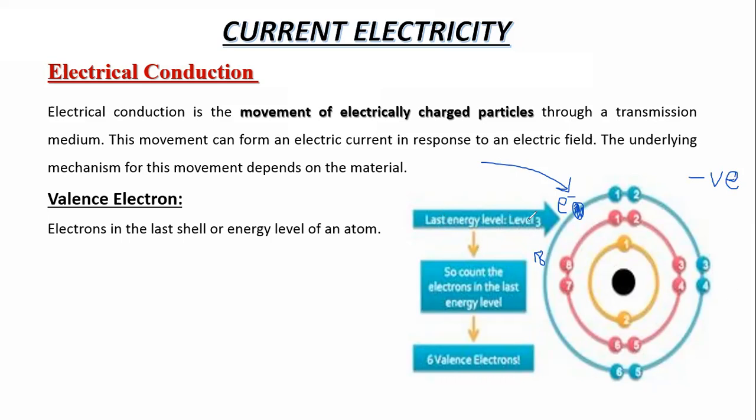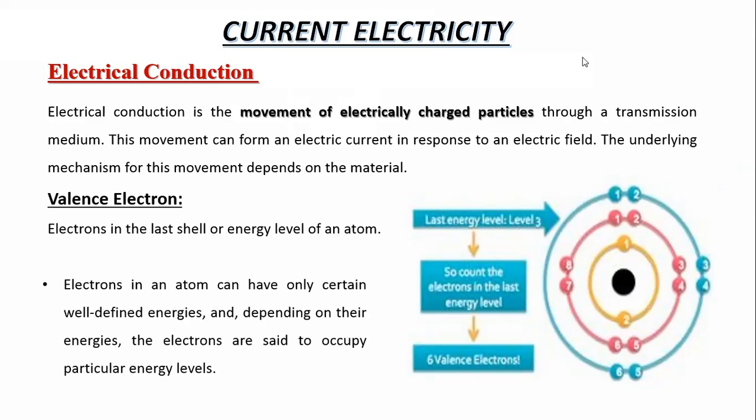So in the last energy shell, level 3, there are 6 valence electrons. But if you increase or decrease the number of electrons, it will change the polarity and make the atom a positively or negatively charged particle. I think this is pretty much clear now.